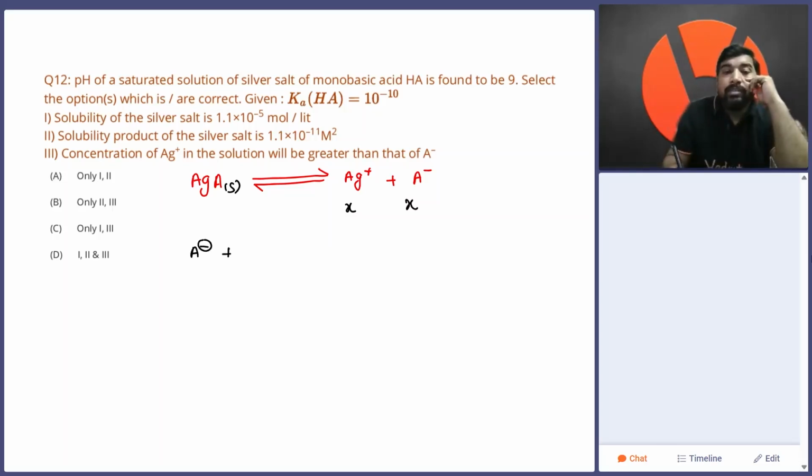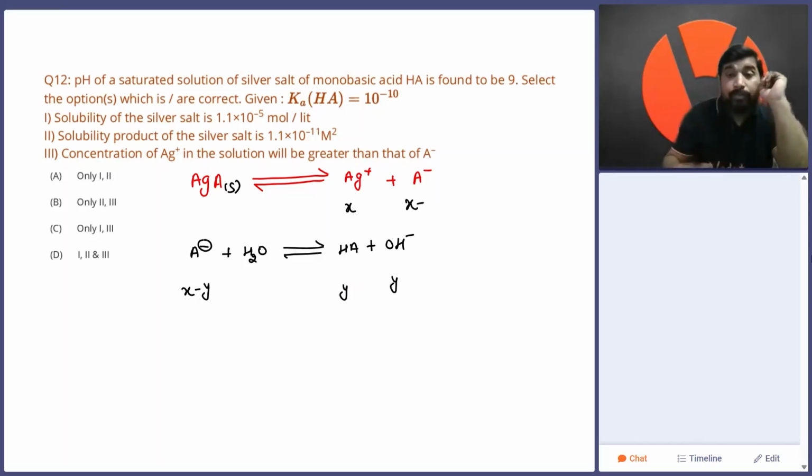Now A minus will further hydrolyze and form HA plus OH minus. This is a case of salt hydrolysis. In this case, the concentration of A minus, the concentration of salt, is x, and initially HA and OH will not form. After a certain time, let's suppose y moles of A minus get hydrolyzed, and y amount of HA will form and y amount of OH minus will form. So we need to write here y also, and x minus y.